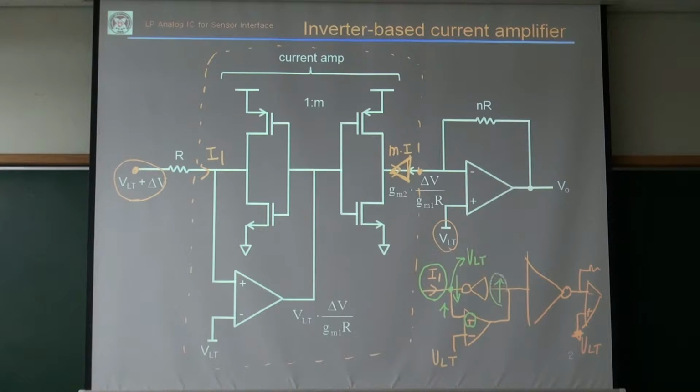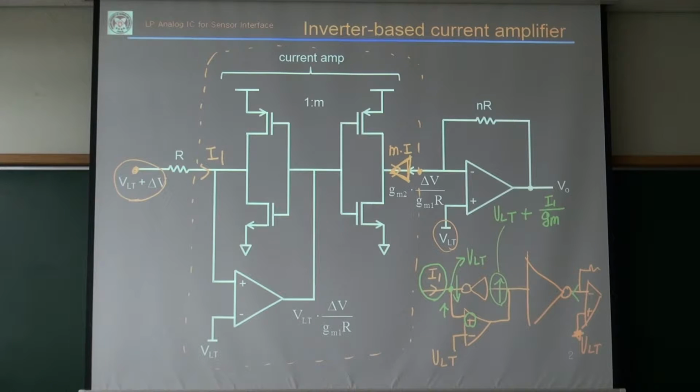However, this voltage will increase. It starts from the logic threshold voltage and increases by I1 over GM1. This inverter's transconductance is GM, right? So if this voltage increases, there is current flowing out. Is it flowing out? Let's see. This increases. No, current flows in.